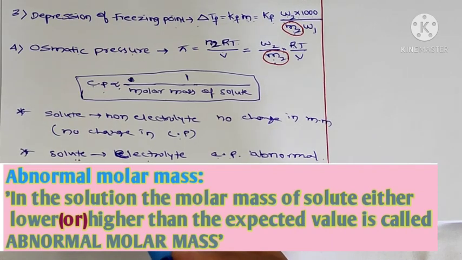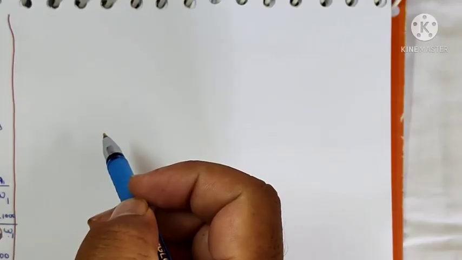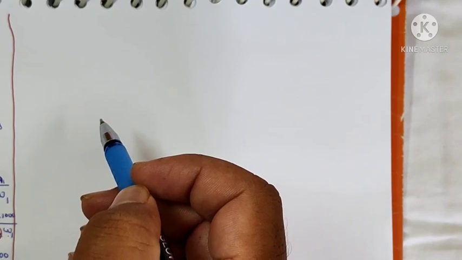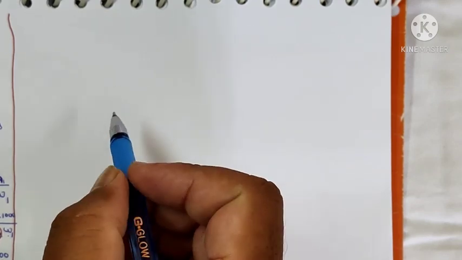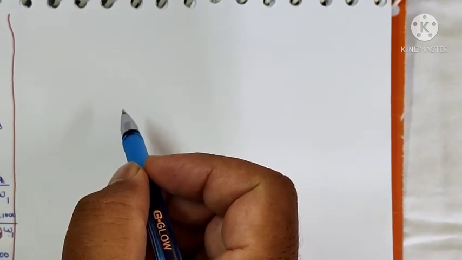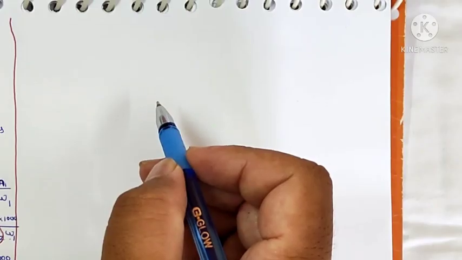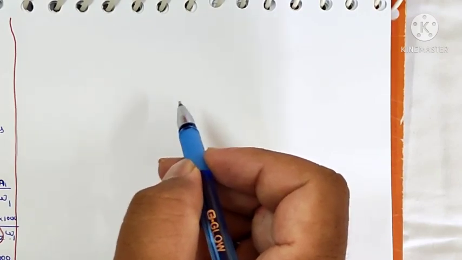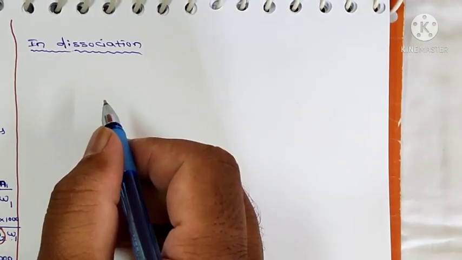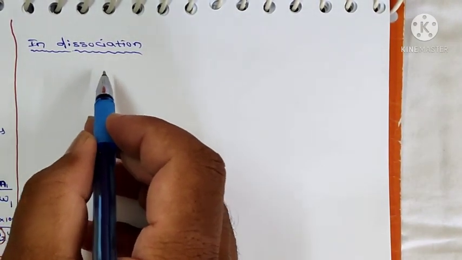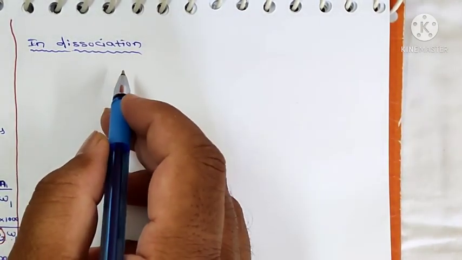So we can write the definition. In the solution, the molar mass of solute either lower or higher than the expected value is called abnormal molar mass. So here, when the solute is an electrolyte, then the solute undergoes dissociation or association. Then the number of particles of solute increases or decreases. Let me take dissociation and association. In dissociation, what is happening? Let me explain.